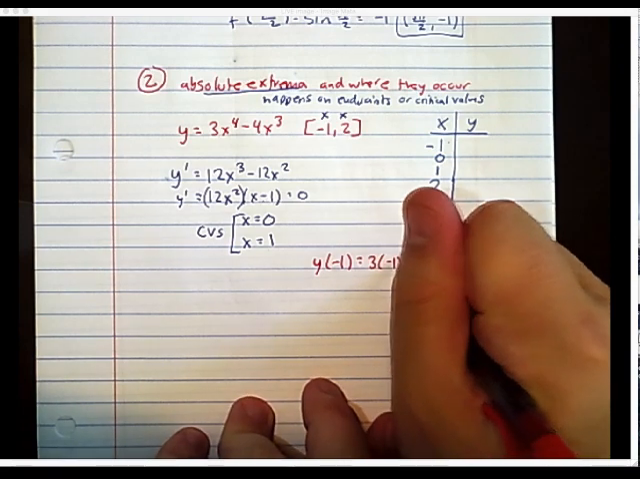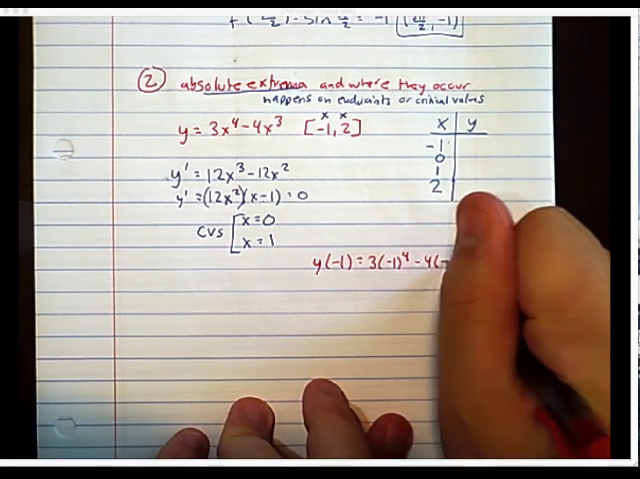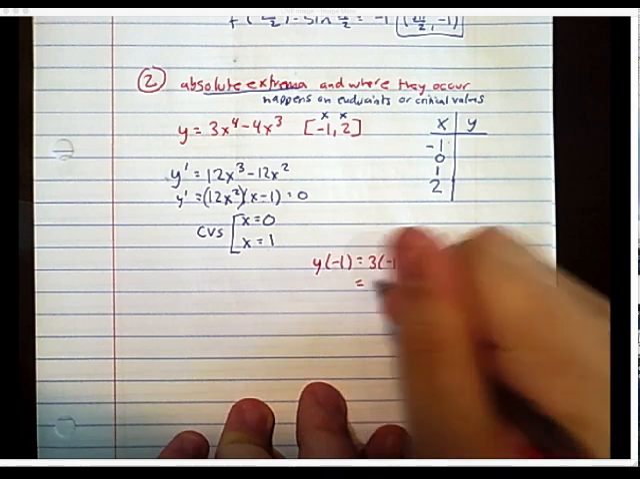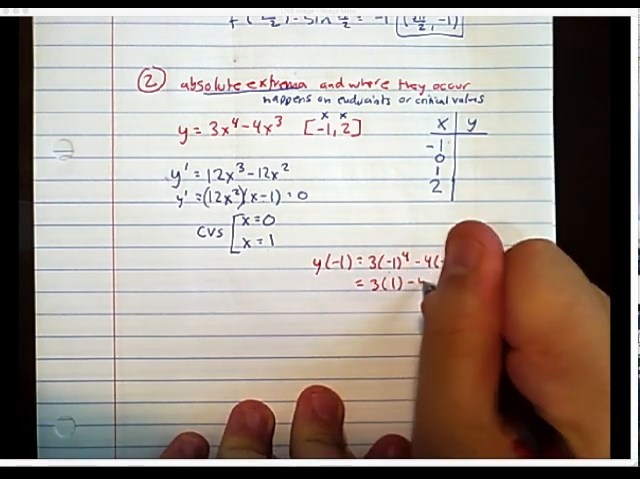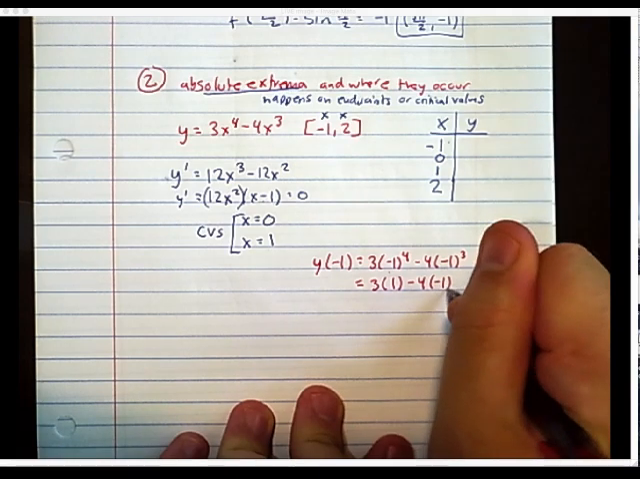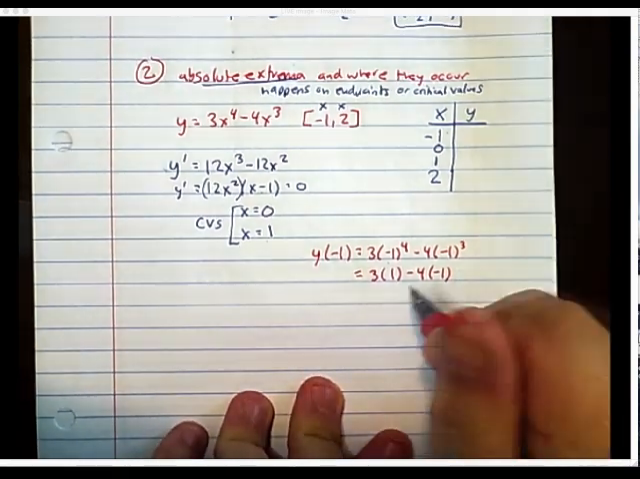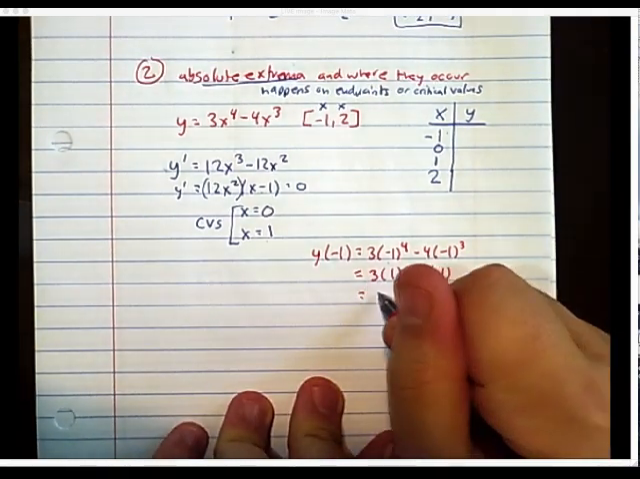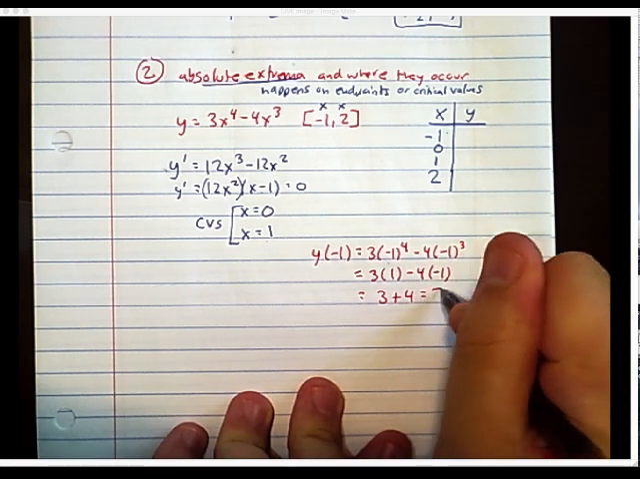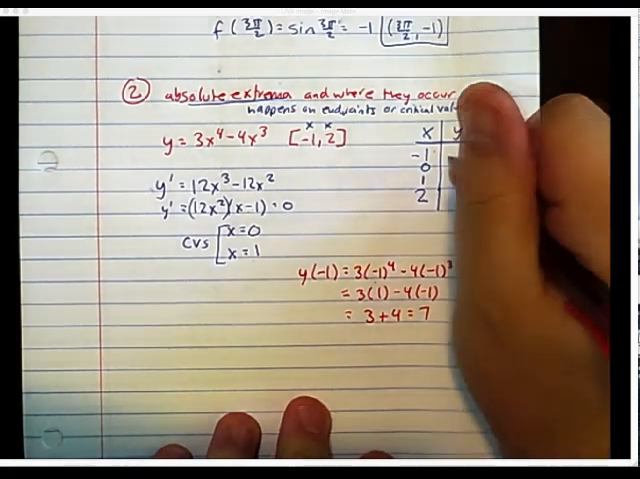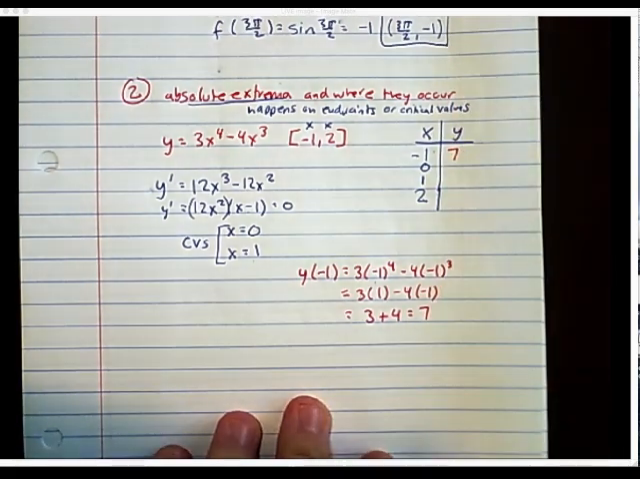3 times negative 1 to the 4th minus 4 times negative 1 cubed. Negative 1 to the 4th is positive 1. Negative 1 cubed is negative 1. Okay. 3 times 1 is 3. Negative 4 times negative 1 is positive 4. So that's 7. Okay. So I just figured out that.